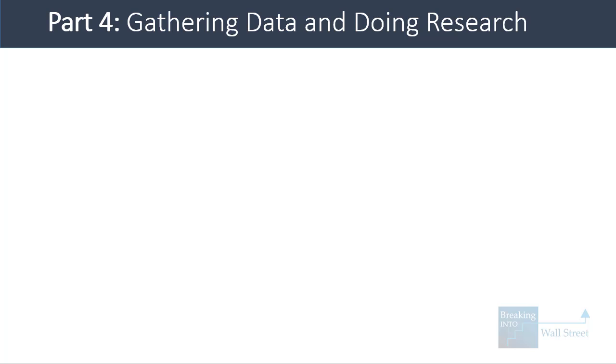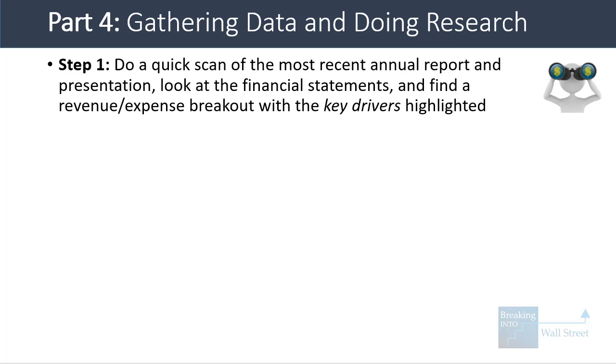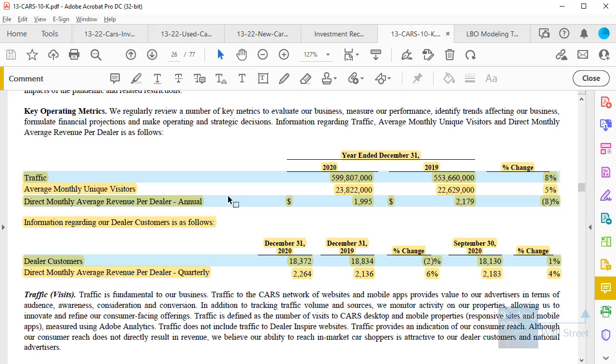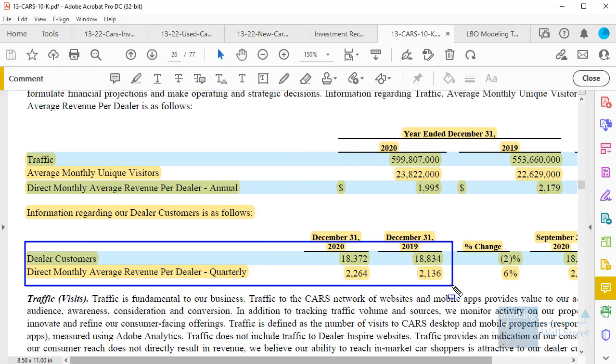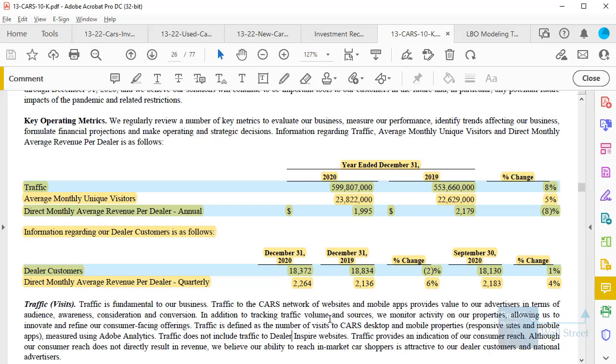Let's now talk about gathering data and doing some of the industry research. Step 1 here is to do a quick scan of the most recent annual report and presentation, look at the financial statements, and find a revenue and expense breakout with the key drivers highlighted. So with Cars.com, for example, if you go to their 10K, it's pretty obvious just from scrolling through that one of the key drivers here is going to be the dealer customers, and then another key driver will be the average monthly revenue or average annual revenue per dealer customer. This company sells its software and marketplace services directly to used and new car dealers. So this is clearly going to be one of the key revenue drivers for this particular company.